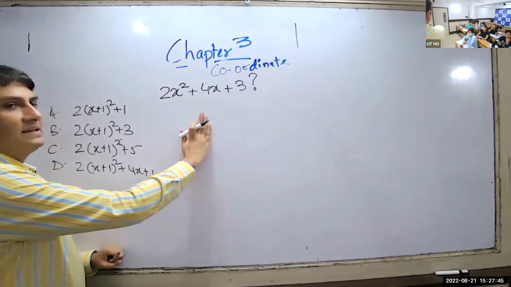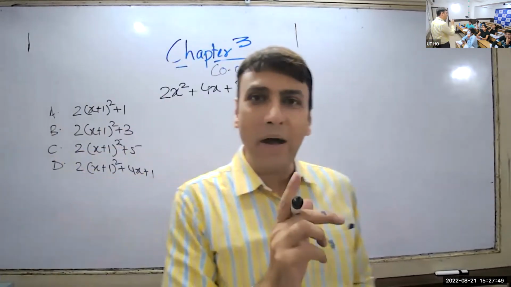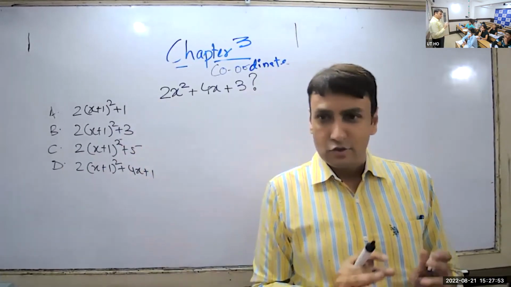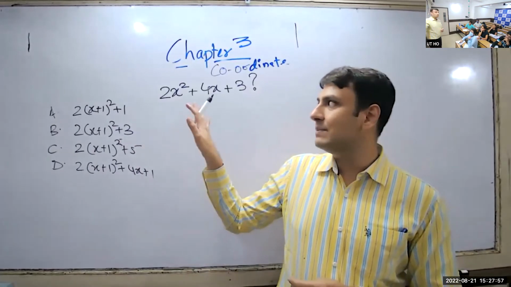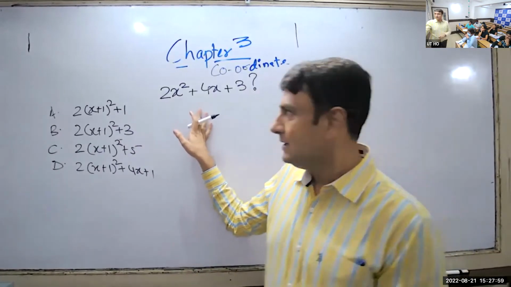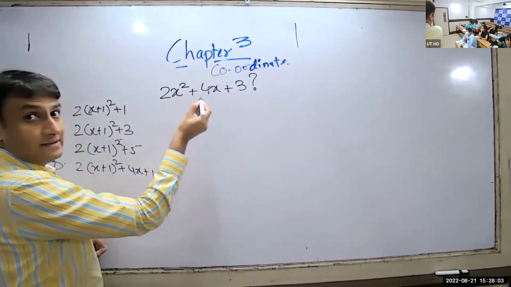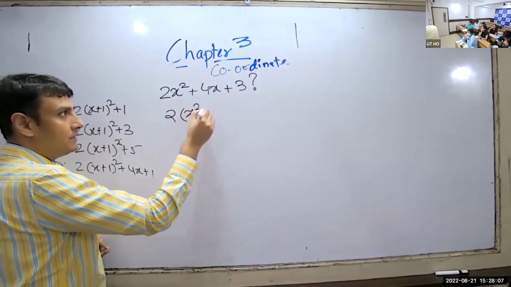So what I'm doing is, see how to do this. If I look at the options, I see one expression which is common in all these options. So somewhere there is an (x plus 1) whole square rule happening. Okay, so what I will do is, let me write it like this and tell me if I am correct. Can I write it like this?